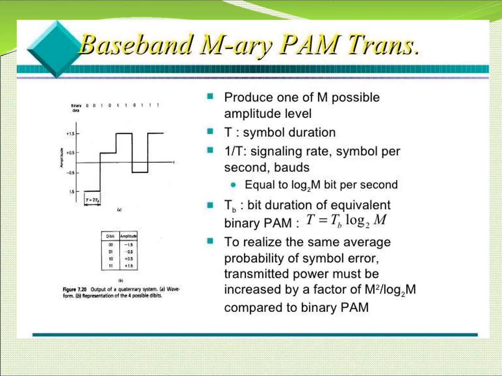Next, we have baseband M-array PAM. Here it produces one of M possible amplitude levels, and T is equal to the symbol duration. 1/T is the signaling rate, and Tb is the bit duration, where T = Tb log M base 2. And to realize the same average probability of symbol error, the transmitted power must be increased by a factor of M / log base 2 M compared to binary PAM.